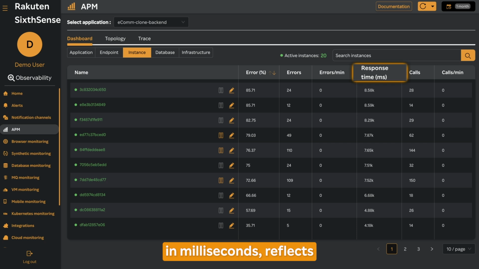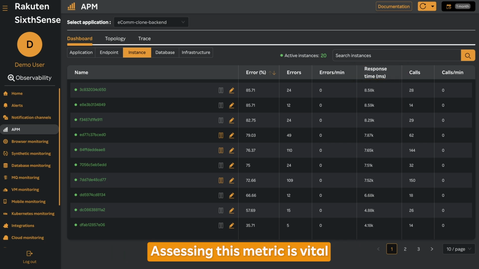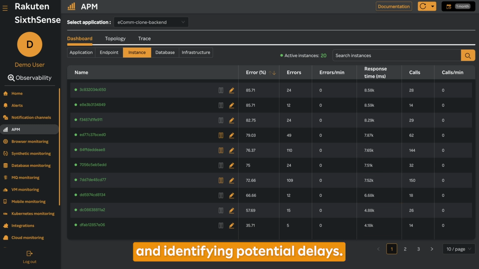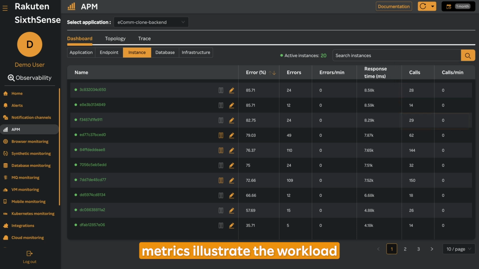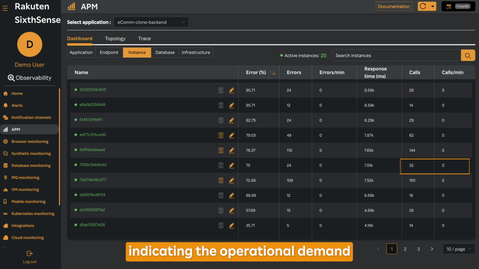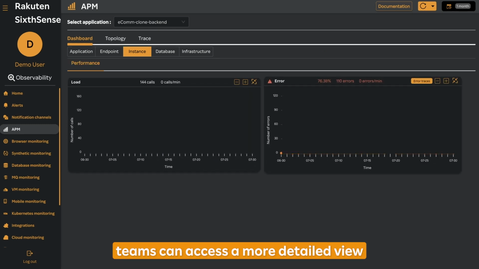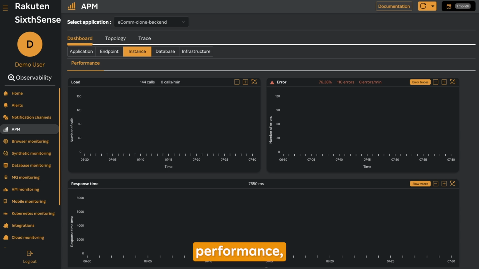Response time measured in milliseconds reflects how swiftly each instance handles requests. Assessing this metric is vital for gauging the responsiveness of each instance and identifying potential delays. The call and calls per minute metrics illustrate the workload each instance is managing, indicating the operational demand on each instance. By clicking on any instance, teams can access a more detailed view that includes load, error, response time. This detailed view offers a comprehensive analysis of instance performance, highlighting potential areas for improvement.